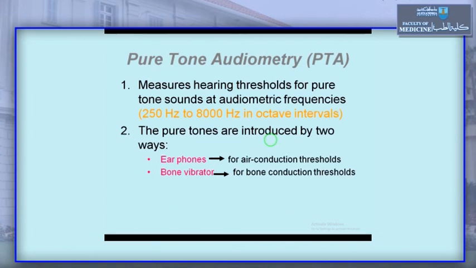By any means, the patient should tell me that he has heard that tone. If he has heard that tone, I go down 10 dB, 10 dB, 10 dB, until he doesn't hear anymore. I raise the intensity a little bit, by 5 dB, and verify that this level is the threshold, and we mark this threshold in the chart that I'm going to discuss in a moment.